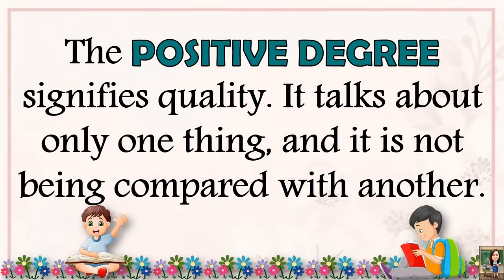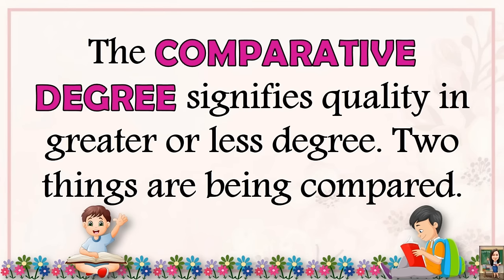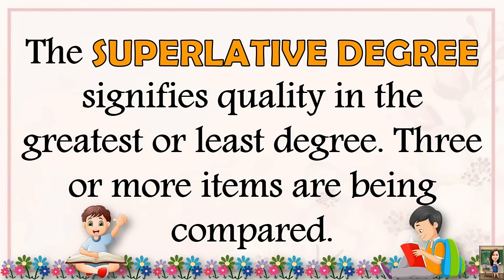The positive degree signifies quality. It talks about only one thing, and it is not being compared with another. The comparative degree signifies quality in greater or less degree. 2 things are being compared. While the superlative degree signifies quality in the greatest or least degree. 3 or more items are being compared.